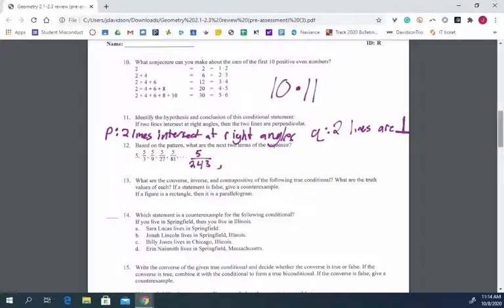Then I have to take 243 times 3, which will be, let's see, there's 9 there. What is it? 729. Sounds good to me.